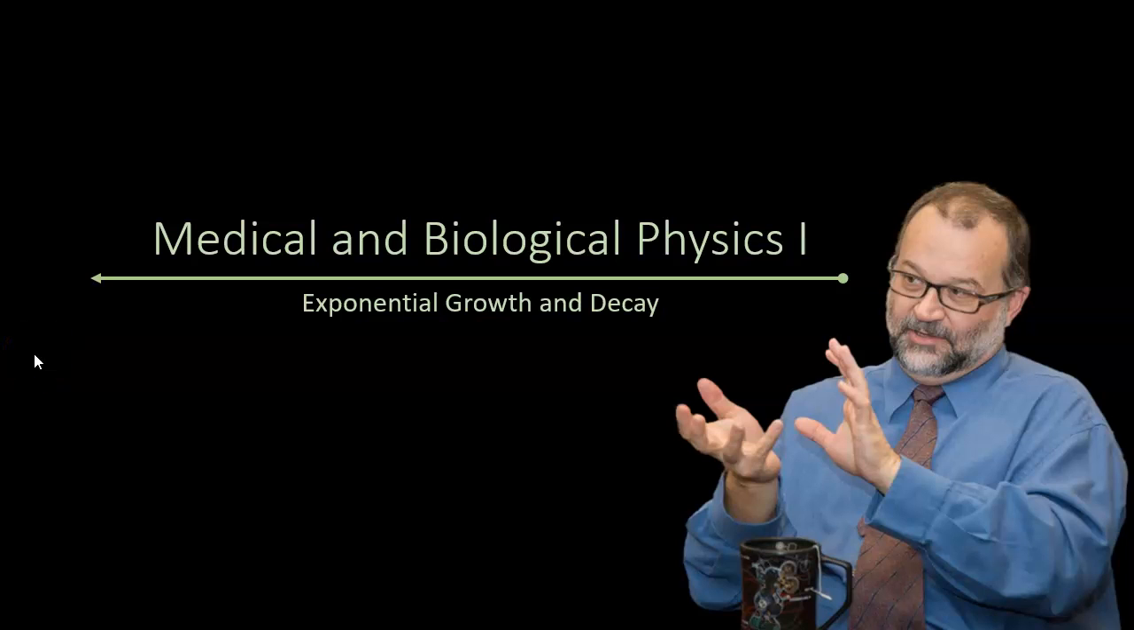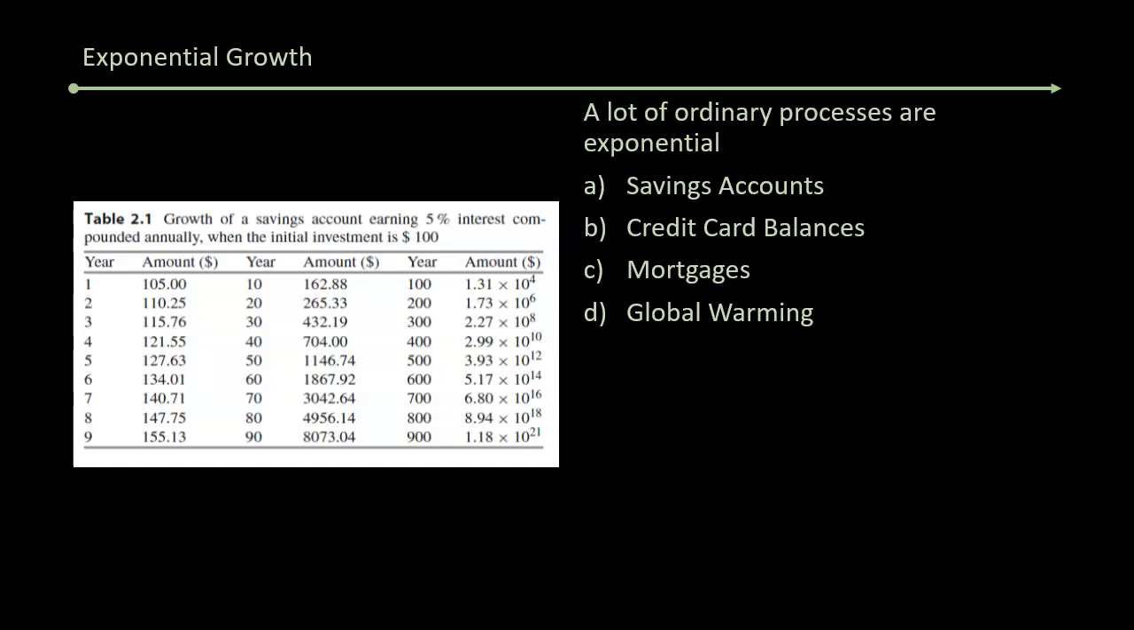Let's talk through very quickly several of the issues around exponential growth and decay. First, exponential growth is in fact a very ordinary thing. You see it in savings accounts, you see it unfortunately in credit card balances, you see it in mortgages, but there are some other things going on in mortgages because you're paying it off on a regular basis.